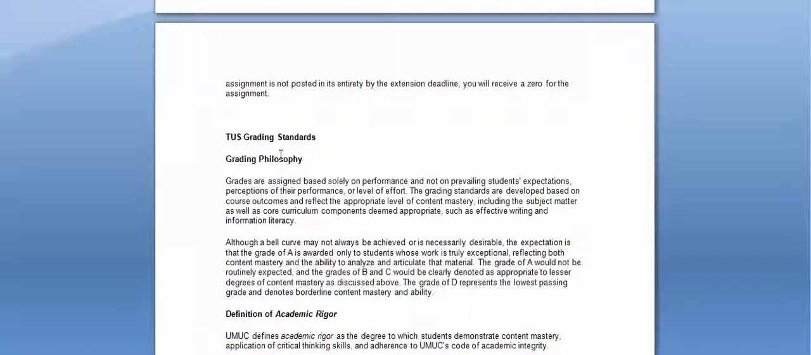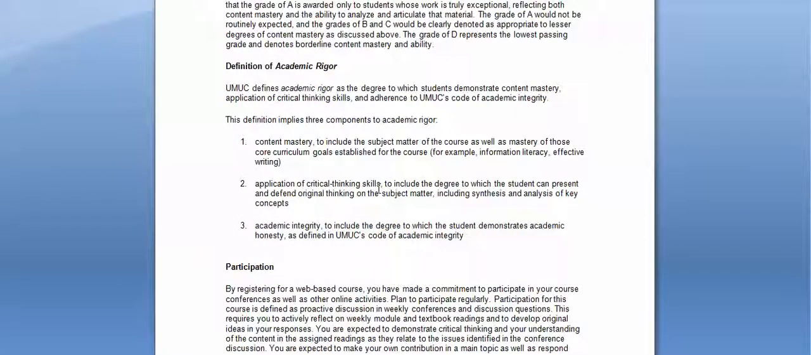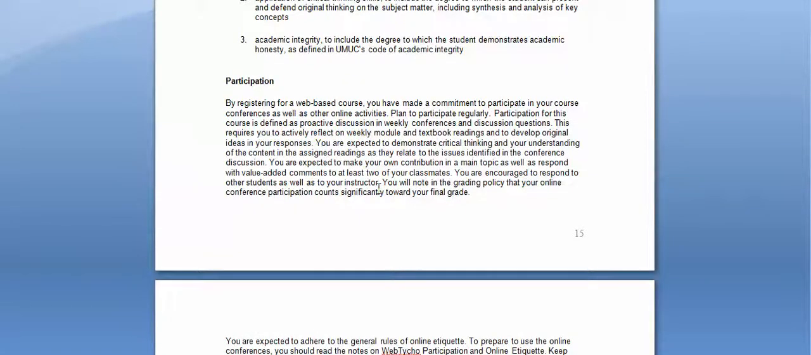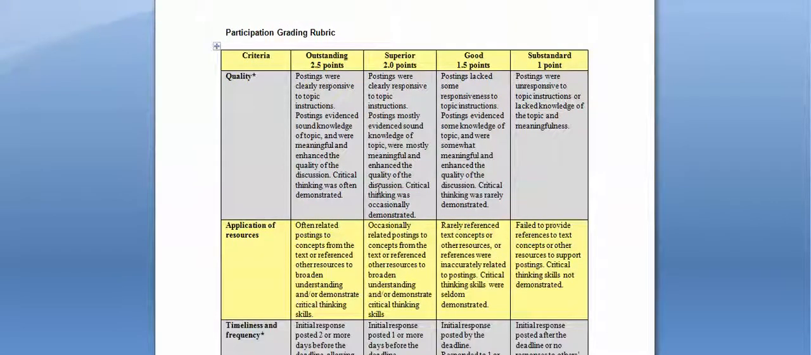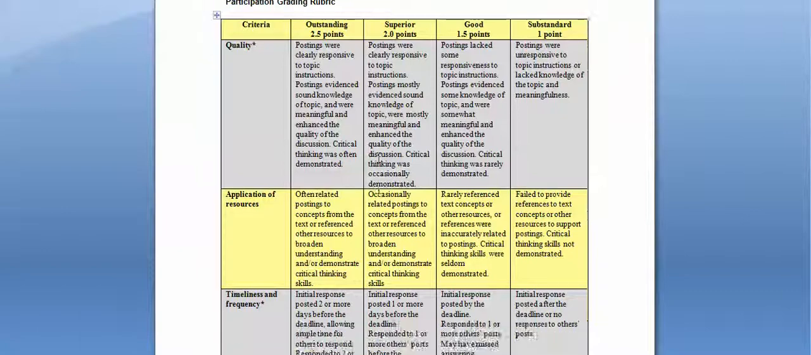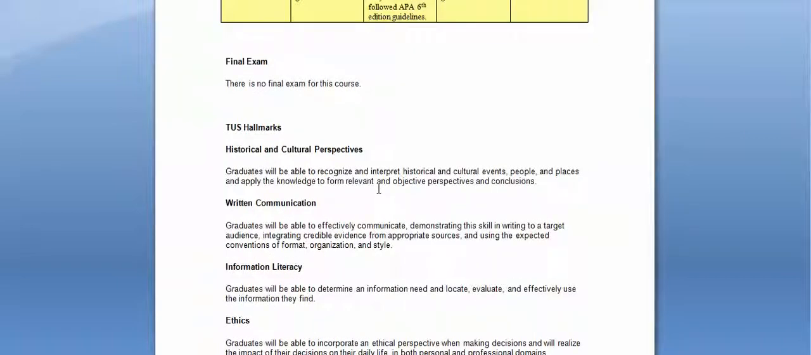Now, the UMUC grading standards here, the grading philosophy, the definition of academic rigor, participation, all of these things you can read, and I would urge you to read those. In addition, read your participation grading rubric. It determines how I grade the weekly discussions. I will grade those and provide detailed feedback on those.